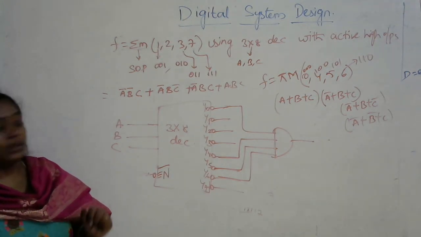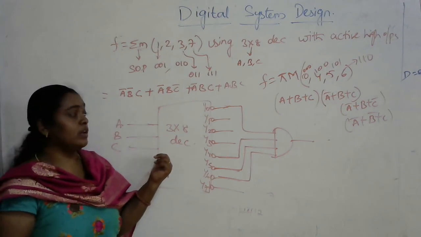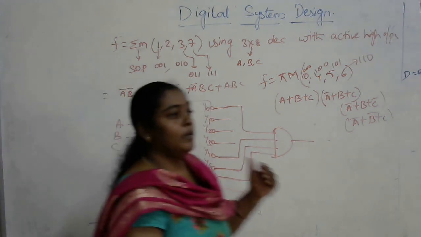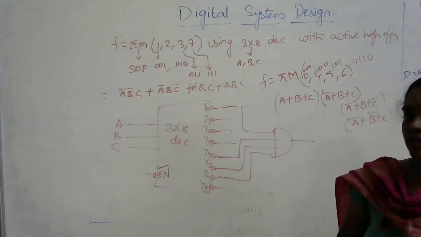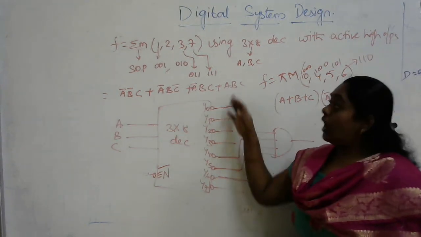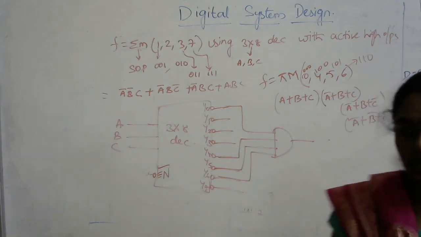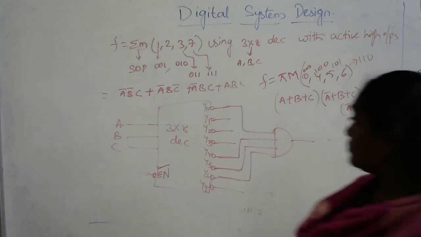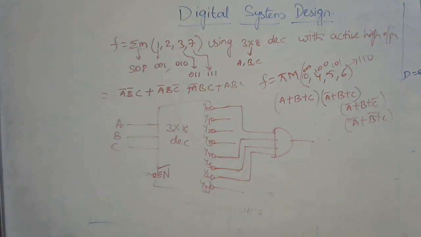This is the basic difference in how to implement an SOP or a POS expression, whether the given condition is active high or active low, for designing any Boolean expression using a decoder circuit. So this is all about how to expand a given decoder using an IC or without using an IC, and how to implement any Boolean function by a 3 by 8 decoder with either active high or active low inputs and outputs. Thank you.